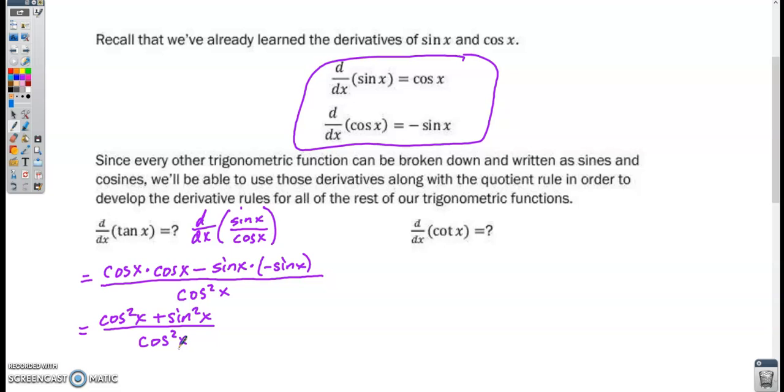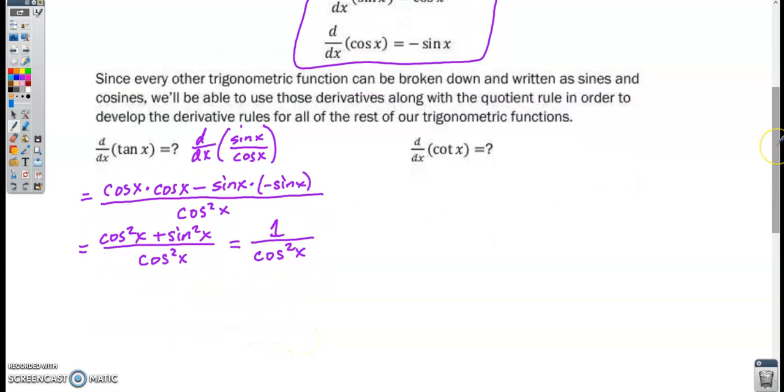And this is one of those things that I feel like just everybody who's taken enough math to get to calculus knows that cosine squared of x plus sine squared of x is equal to 1. So we're going to go ahead and use that Pythagorean replacement here. And this is 1 over cosine squared of x. And 1 over cosine squared of x is equal to the secant squared of x. And so there's my rule for the derivative of the tangent. The derivative of tangent is equal to secant squared of x.